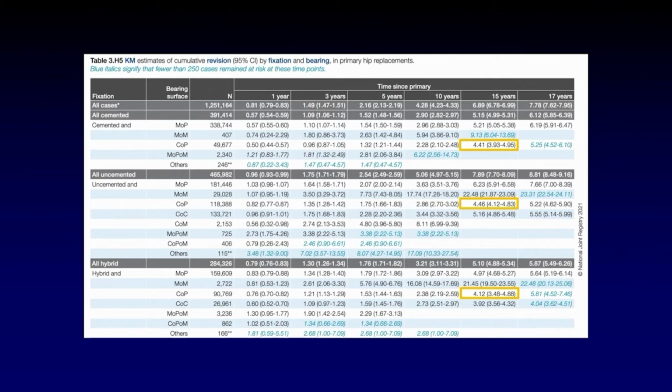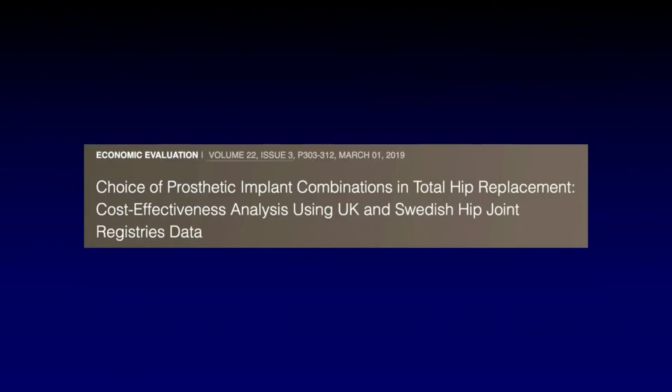If you take the ceramic on poly bearing as an alternative, you'll see that the differences are, again, pretty minimal between the types of fixation. So probably this argument is not best placed on revision, although both the cemented and hybrid versions do appear to be better in terms of revision. It is pretty marginal.